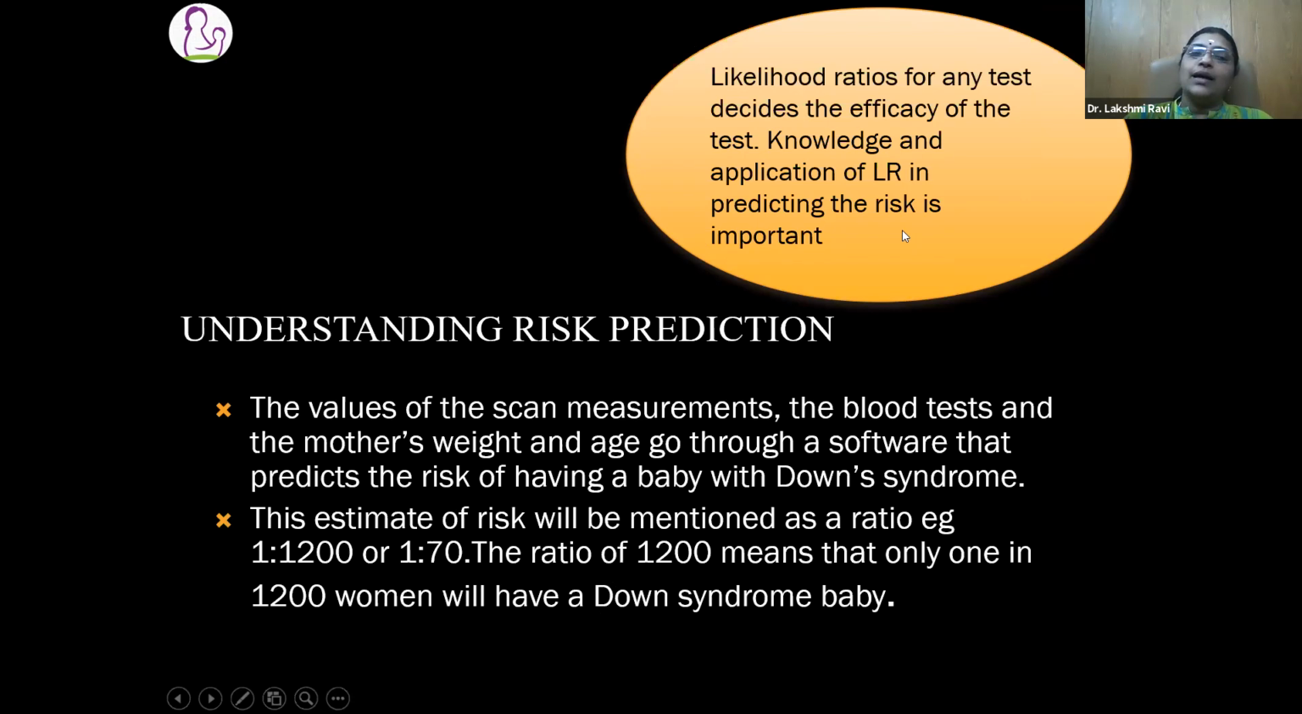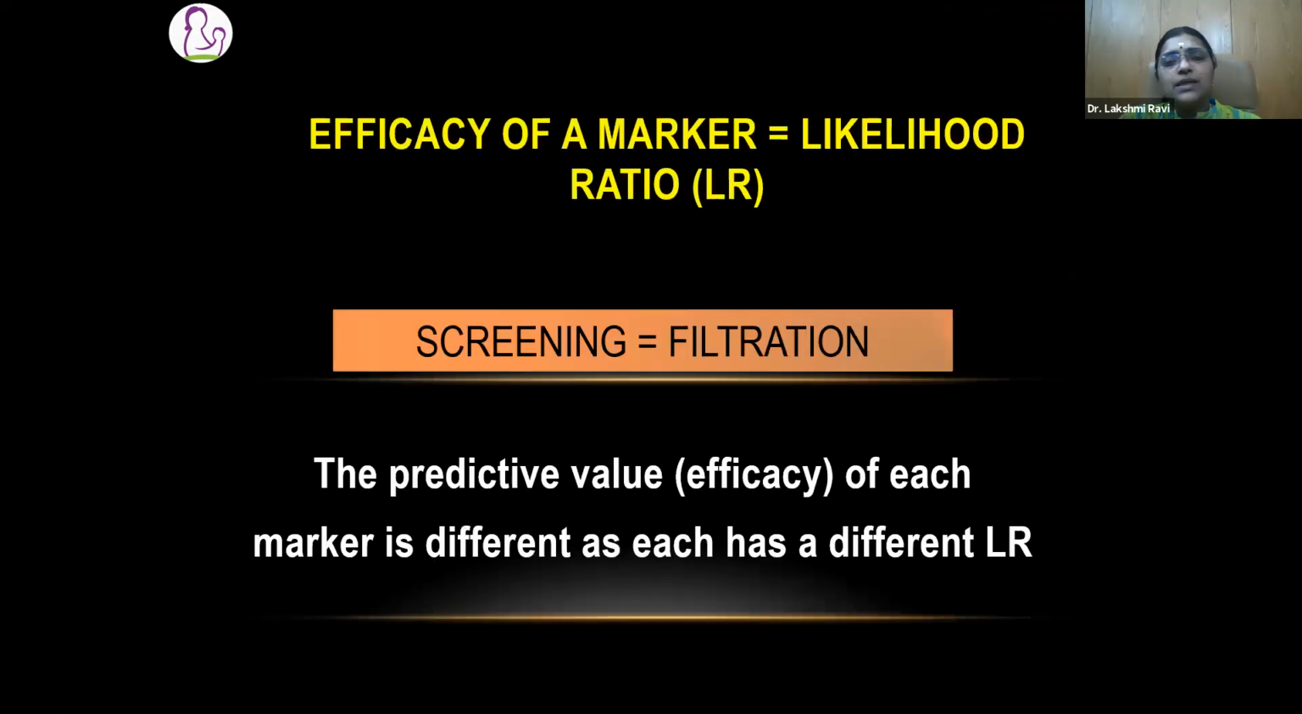So the likelihood ratios for any test actually decide the efficacy of the test. Hence, we should always have a little knowledge, and the application of likelihood ratio in predicting the risk is very important. So I'll take you through the very bare minimum basics to understand what we are looking at. The efficacy of a marker is equivalent to the likelihood ratio. By screening, what are we trying to do? We are trying to filter. The predictive value of each marker is different, as each one has a different likelihood ratio.